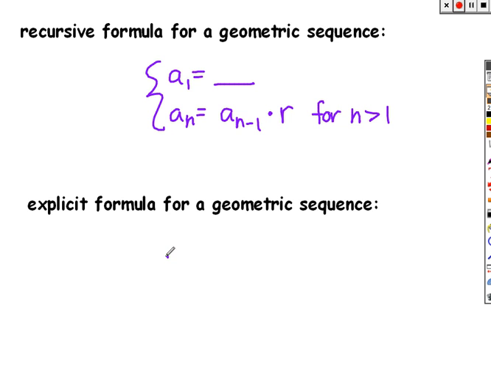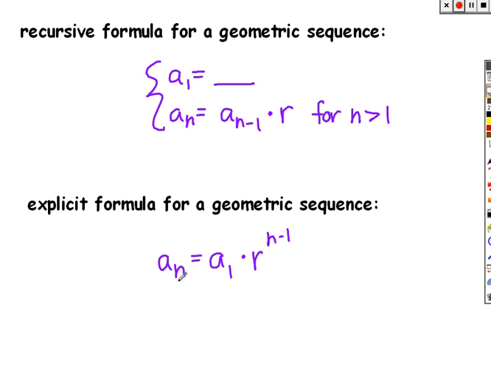The explicit formula, if I want to calculate the nth term directly, so if I want to calculate the 100th term without relying on the 99th term, I could take the first term and multiply by that constant ratio n minus 1 times.